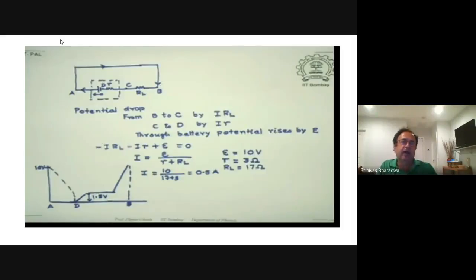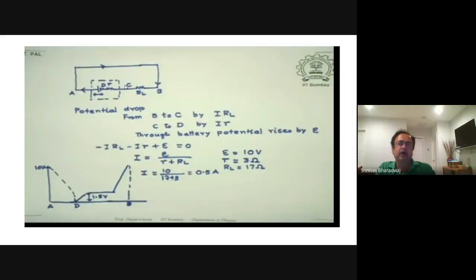Now when you have this voltage between the terminals of the battery, there's a slight potential drop across R, and then that potential squared divided by RL will give you the power.